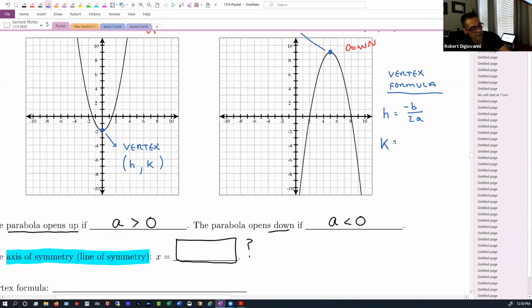And then to find K, this may look weird. What we're going to do is take the answer we got for H, whatever that answer is, and plug it into the function, and that will be the K. So I'll go through an example, but there's the formula for you.